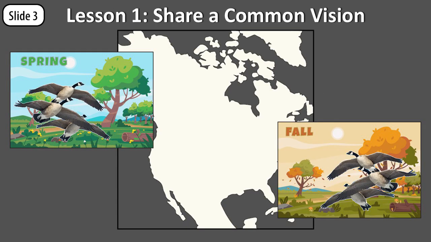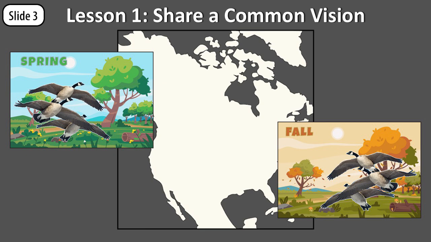Slide 3. Lesson 1. Agree to a common or shared vision. The images show a map of North America with a cartoon of 2 geese flying in one direction in the spring and in the opposite direction in the fall. This slide illustrates how geese migrate when the seasons change. Geese migrate in the spring and again in the fall. Migrating means flying from one place to another to find food in warmer weather. Geese also migrate so they can have their babies in the same place every year.